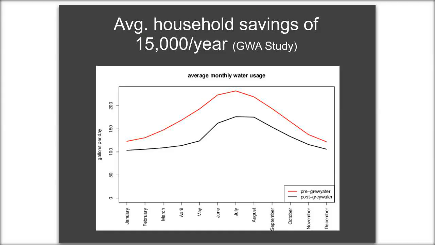I wanted to show you a chart that we created after doing a study of graywater systems. This is in Central California, the Bay Area, a little bit south into the Santa Cruz area and Monterey area. We saw an average household savings of 15,000 gallons a year. This is per household. And you can see the red line was the water consumption of these homes before they installed their graywater system, and the black line is after. And this is really what, with a properly designed system, you will see: these reductions of the total consumption of water.